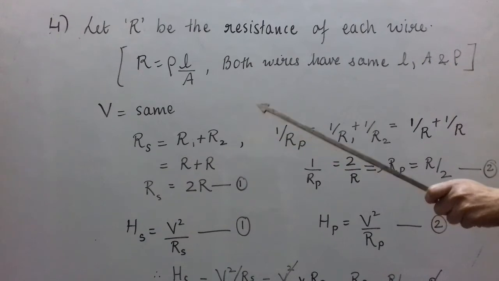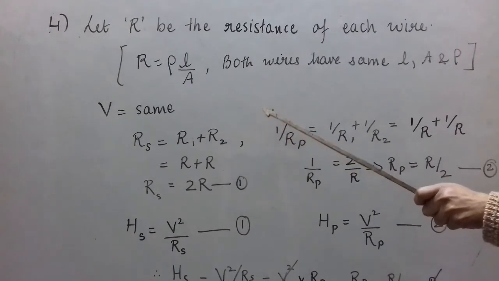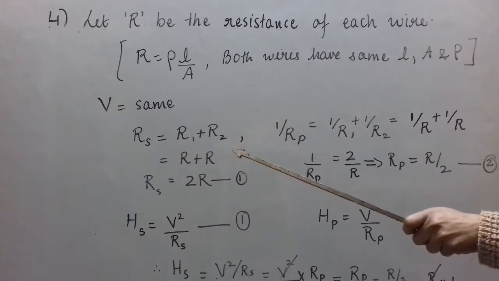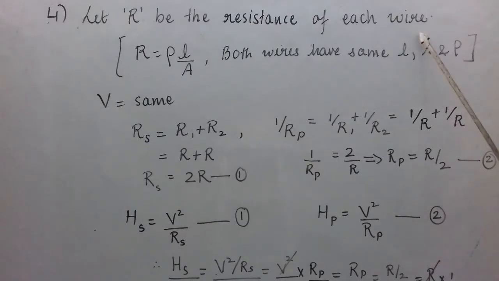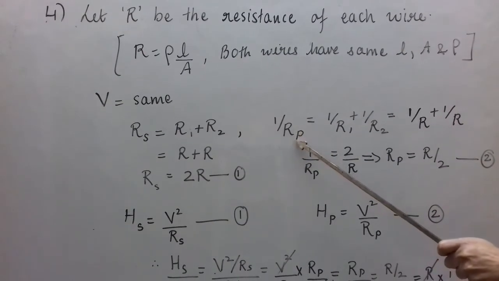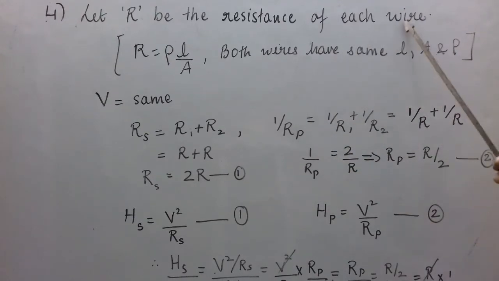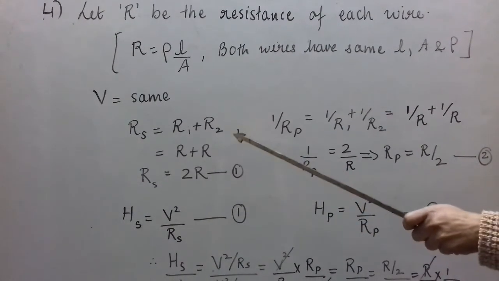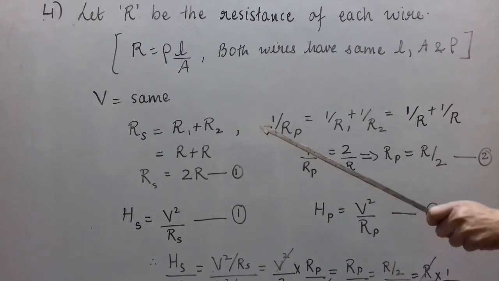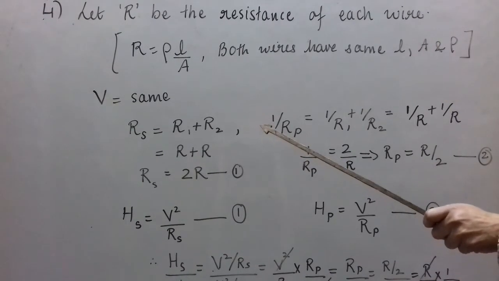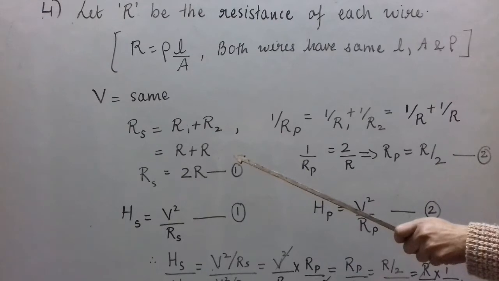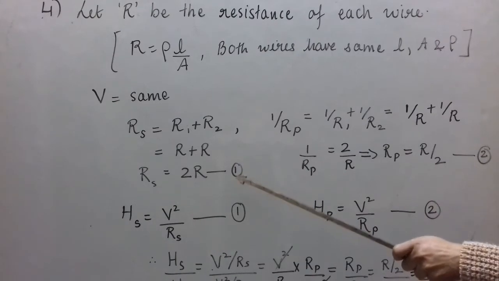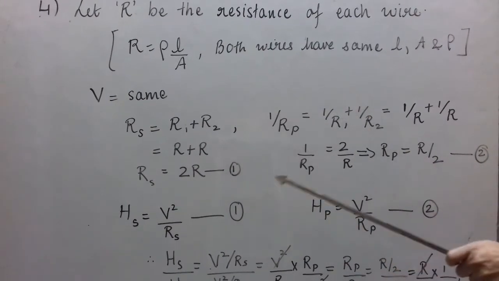Keeping the potential difference the same, they are first connected in series and then in parallel. So let RS represent the equivalent resistance of the series combination of the two wires and RP represent the equivalent resistance of the parallel combination of these two wires, each having resistance R. By using the simple formula, RS is R1 plus R2. Here R1 and R2 are both the same, each equal to R. So we can write R plus R, so RS is 2R.